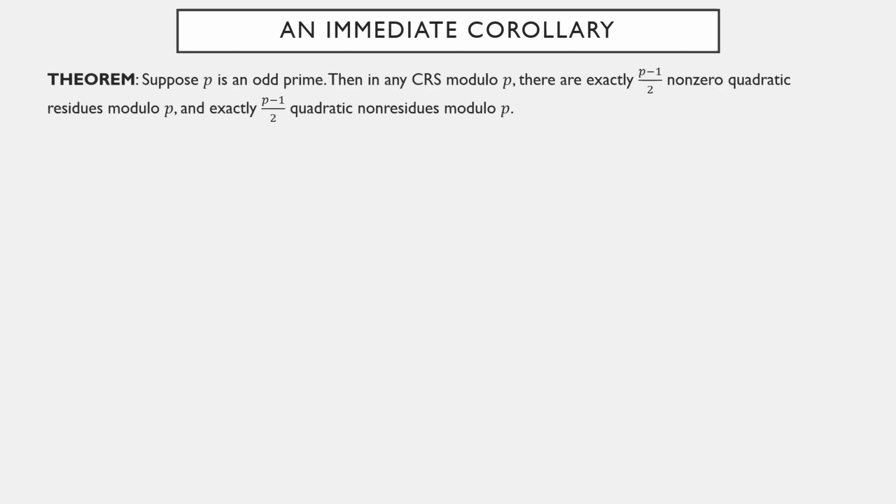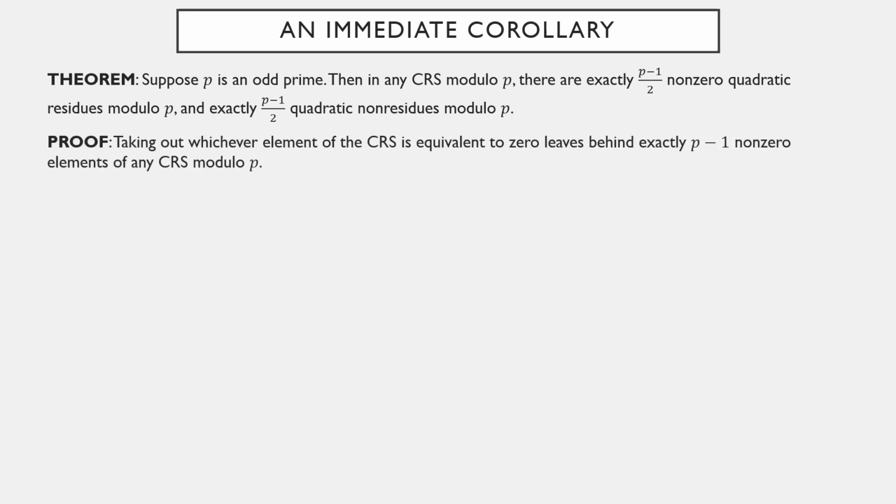We get a really nice immediate corollary from that previous observation. Suppose p is an odd prime. In any complete residue system mod p, there are exactly (p-1)/2 non-zero quadratic residues and (p-1)/2 quadratic non-residues.